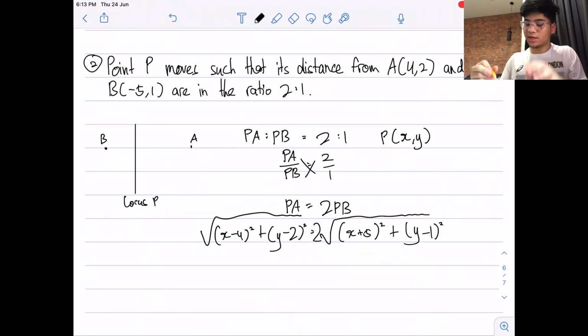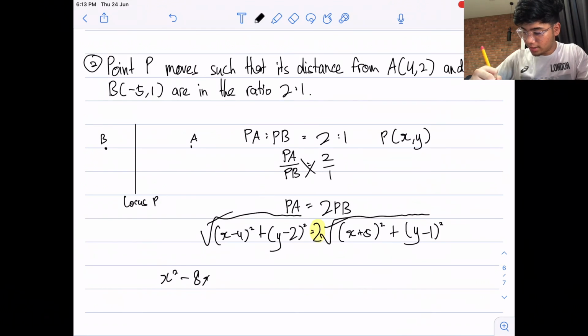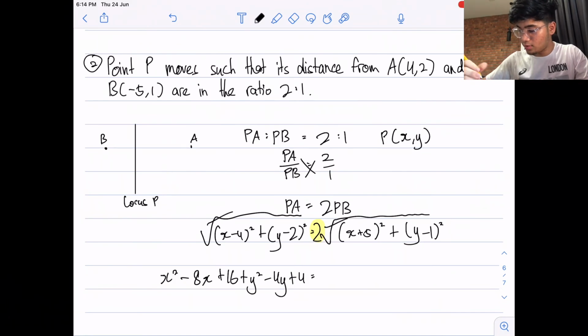So we can actually cancel out our square roots over here, but keep in mind the 2 over here is going to be squared. So, alright, let's expand all this in one shot. We've got to be quick when we answer AddMaths questions. It's going to become x squared minus 8x plus 16 plus y squared minus 4y plus 4 equal to 2 to the power of 2, right? So it's going to be 4.